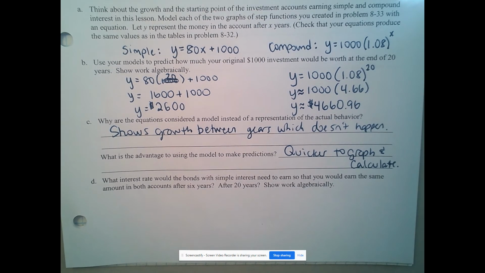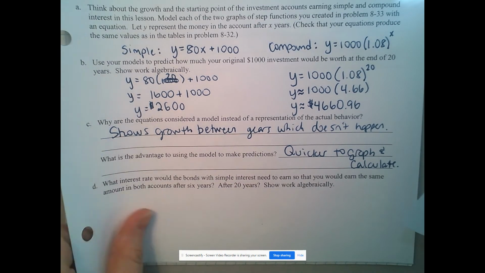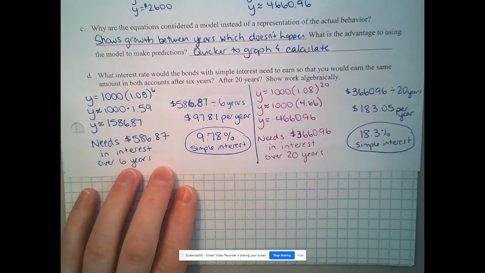What interest rate would the bonds with simple interest need to earn so that you would earn the same amount in both accounts after 6 years? And what about after 20 years? So this is a little bit tricky. What I'm going to do is show you the work that I already have done and explain what I've done.